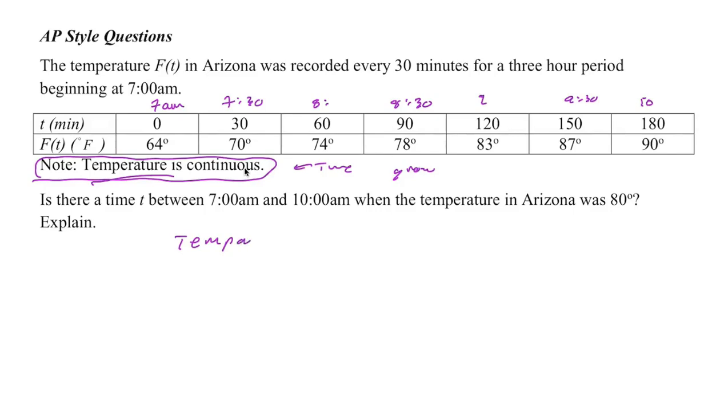Temperature is continuous. Right? It is. You can't skip from 70 degrees to 72 degrees. It can go up in progress. So where is it equal to 80 at? So we're going to do the same idea, right? We want to find 2 points, one that's below 80 and one that's above 80.